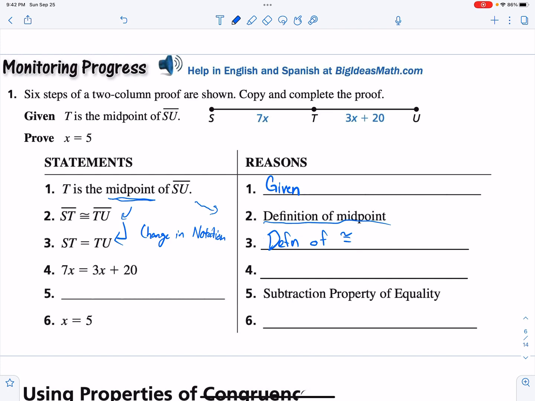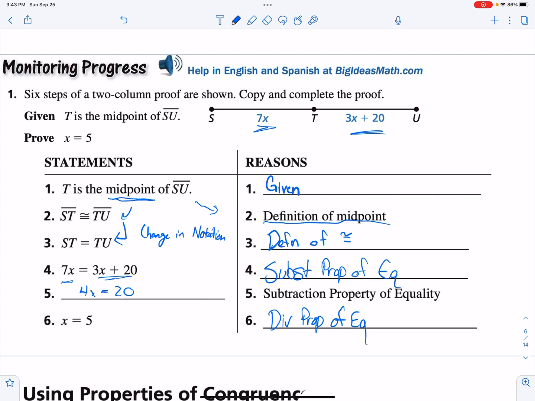Now the next line down, they kind of did it all at once, which is fine, but they see up here that ST is equal to 7x, and they plugged it in. TU is equal to 3x plus 20, and they plugged it in. So I would say that this is the substitution property of equality. And then from here, we just want to solve. So the next line down, my next step in solving this would say 4x equals 20. You can see that that was the subtraction property of equality. And then lastly, we divide and solve and get x is equal to 5.